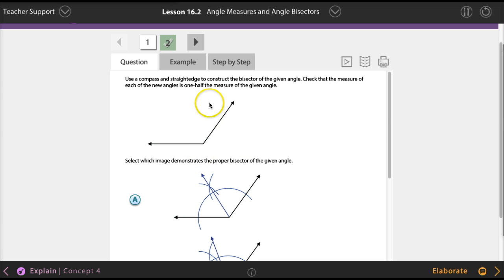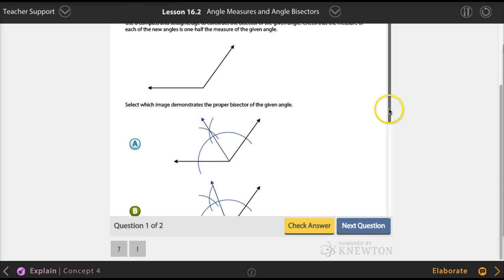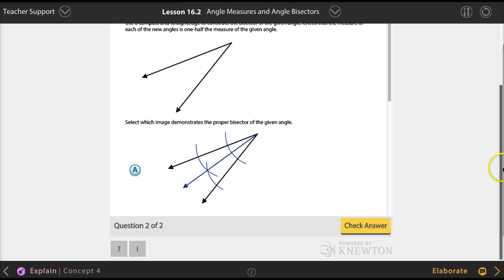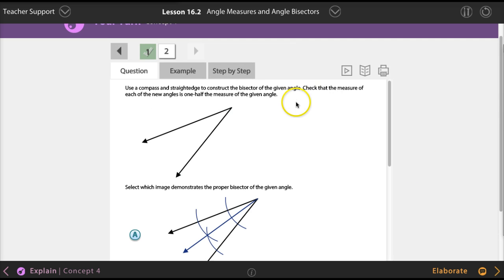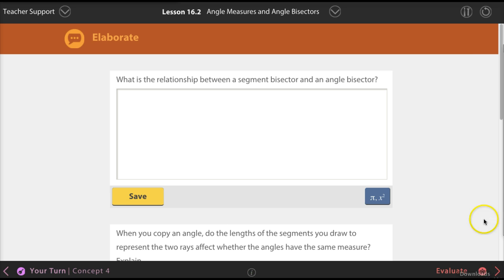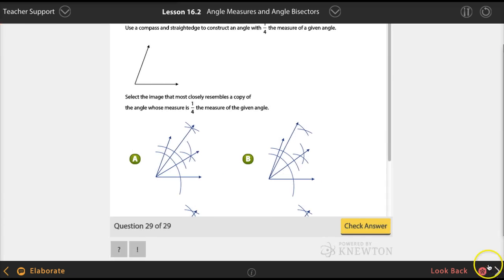Oh, same thing. You have to go ahead and construct a bisector. Once you learn how to do it in my room, you would know how to select the correct answer, and the correct answer is A. Anyways, same thing over here. You have to construct another one to construct a bisector of the given angle. And we all know the bisector of the angle means they have to measure the same. And so now we are done.